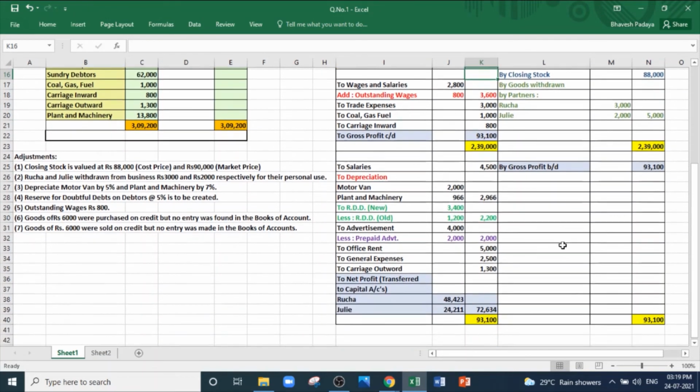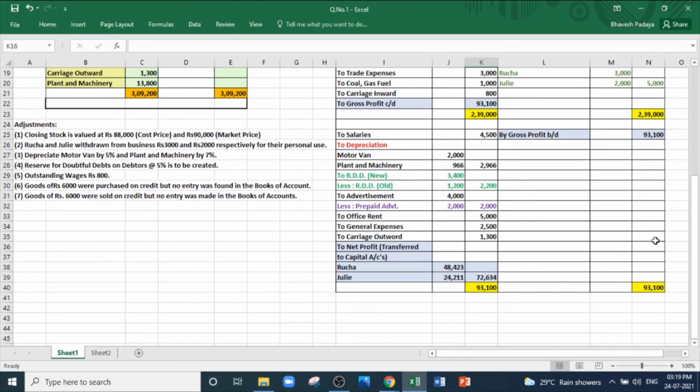Then total the credit side of profit and loss and total the debit side of profit and loss account till here. You will get the total is 93,100. That is, credit side is more, so we will get net profit. Then subtract the total of the debit side from 4,500 to 1,300. Subtract all these items. The total will be 72,634. This is the net profit.